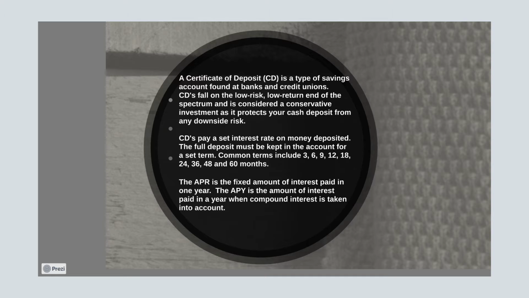So some of the common terms for the term of a CD are 3 months, 6, 9, 12, 18, 24, 36, 48, all the way up to 60 months, which is a 5-year term.